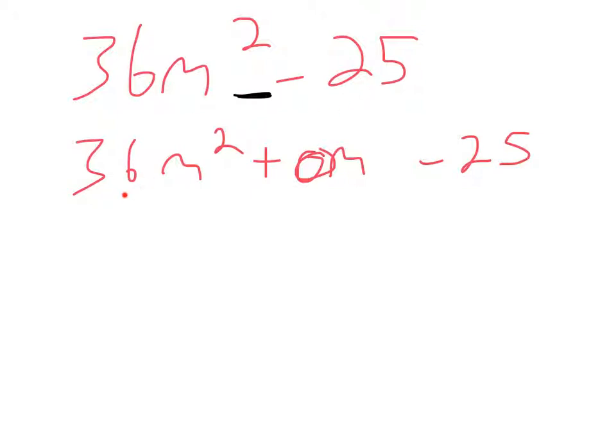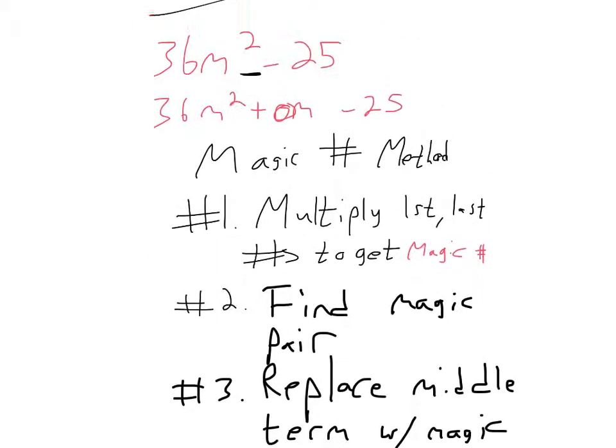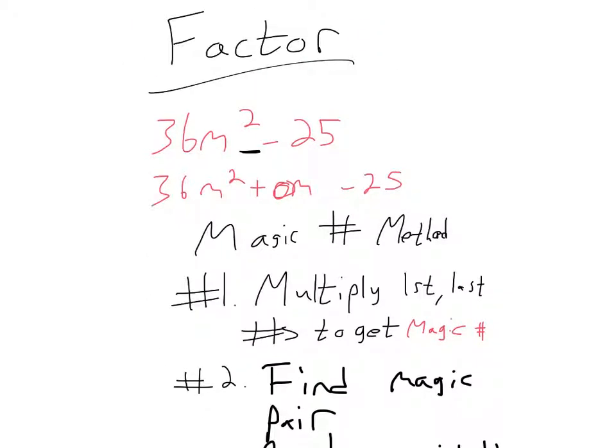And since you have a number in front of the variable that's being squared, you've got to use a more complicated method. And what I've been teaching is the magic number method. So here's all the steps of the magic number method. First, you multiply the first and the last numbers together to get the magic number. So in our example here, now that I've rewritten it, you multiply 36 times negative 25 to get your magic number. Negative 900 is what happens when you multiply those together.